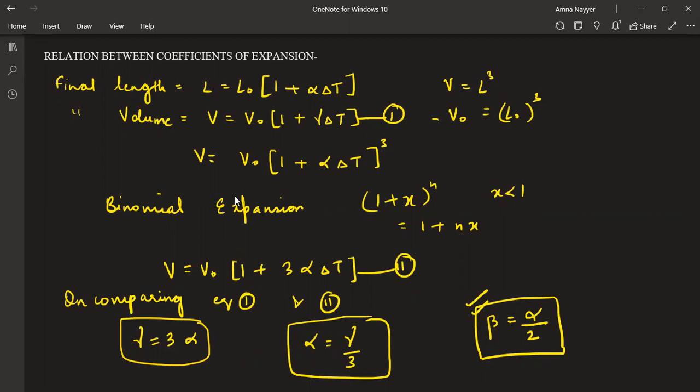So do one thing, note down these steps. No need to mark it as important for your exam. Very slim chances are there that this derivation will be asked, just mention these. And if you want, you can note down this. Then we'll move on to applications of thermal expansion.